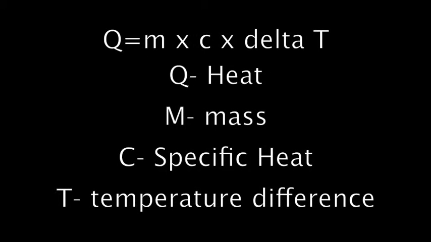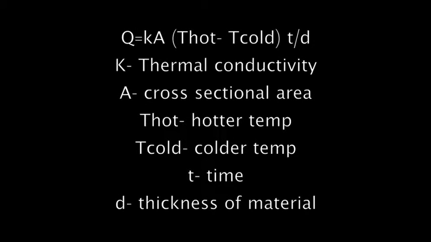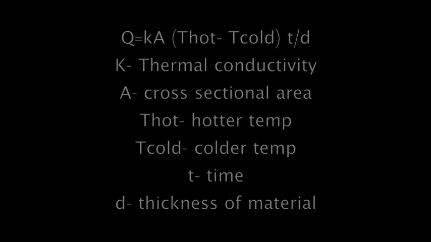The formula for heat transfer is mass times specific heat times temperature change. The equation for conduction is the thermal conductivity and the cross-sectional area multiplied by the difference of the higher temperature and the colder temperature multiplied by the time taken, all divided by the thickness of the material.